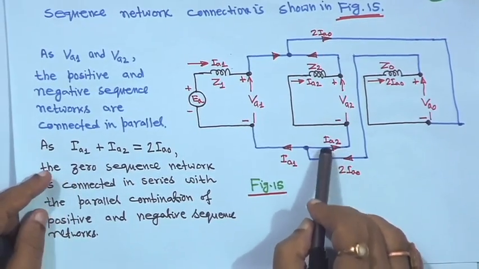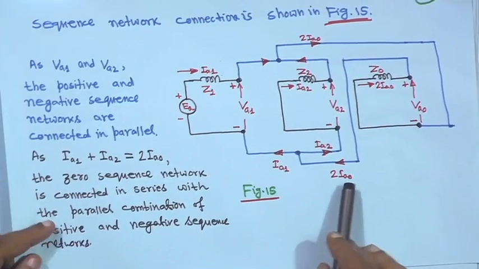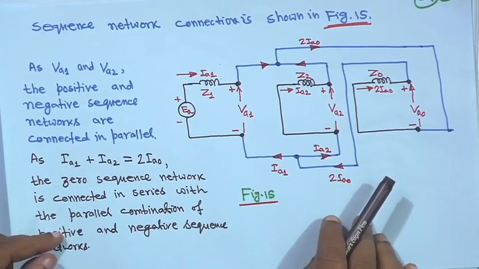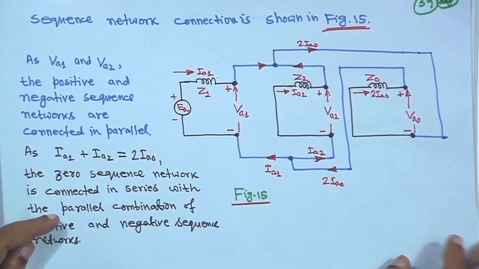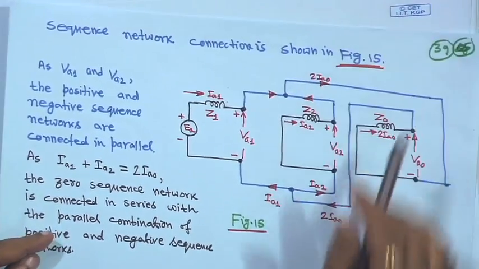So, this is the sequence network connection for simultaneous occurrence of a solid line to ground fault and a line to line fault. So, with this we will close the unbalanced fault analysis.